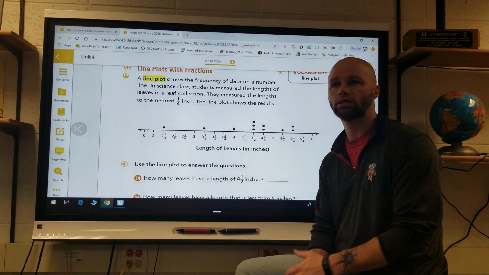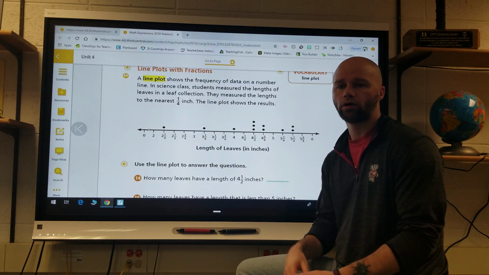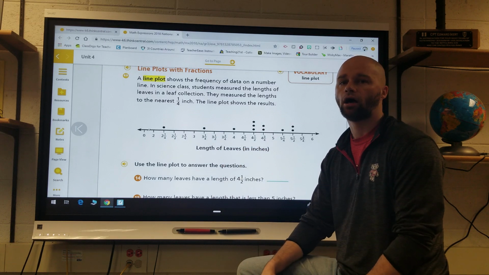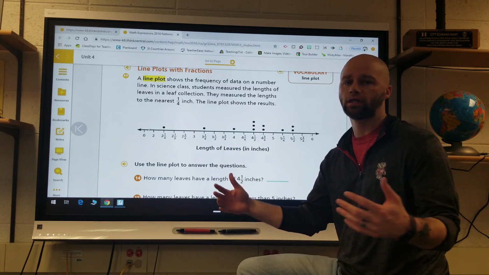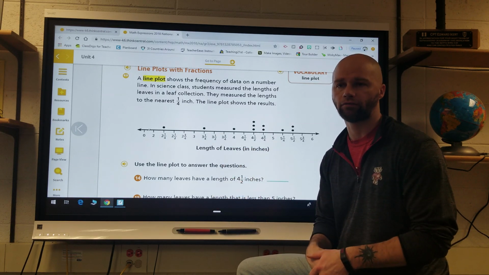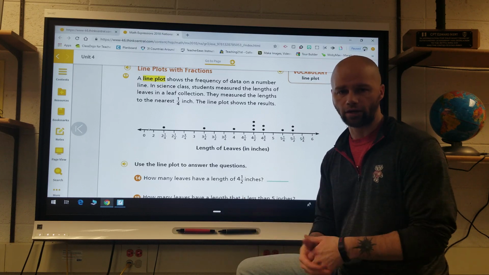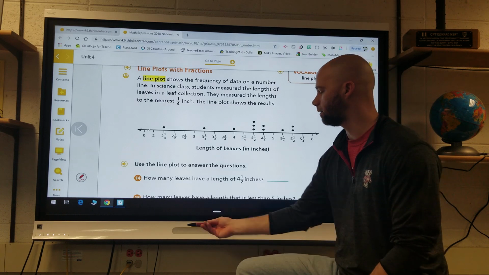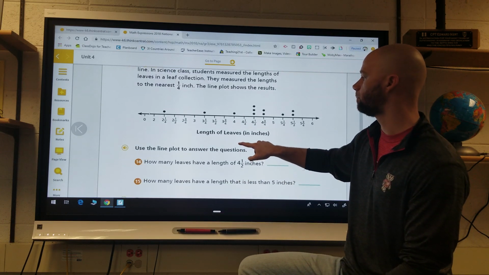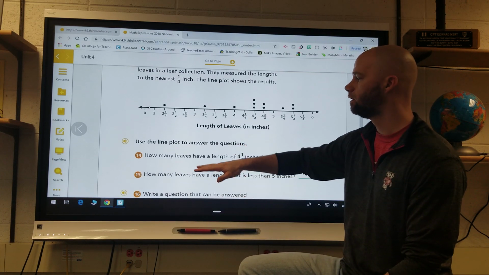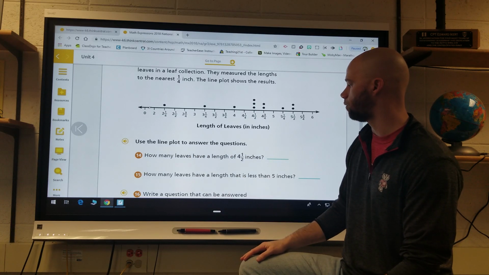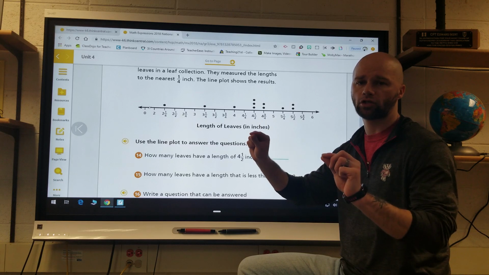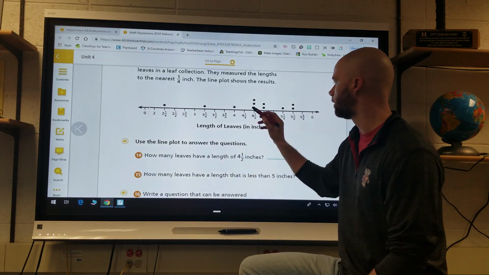Okay, so we do this a lot just to see what is the most or maybe the least. If we measured everyone's height, we might be looking for maybe most kids in the class are about 4.5 feet tall, or most are about 5 feet tall. And the way that we do this is every time that measurement shows up, okay, so in this case, how many leaves have a length of 4.5 inches? We're going to look at 4.5 inches. And all they did was every time they measured a leaf that was 4.5 inches, they put a dot there.